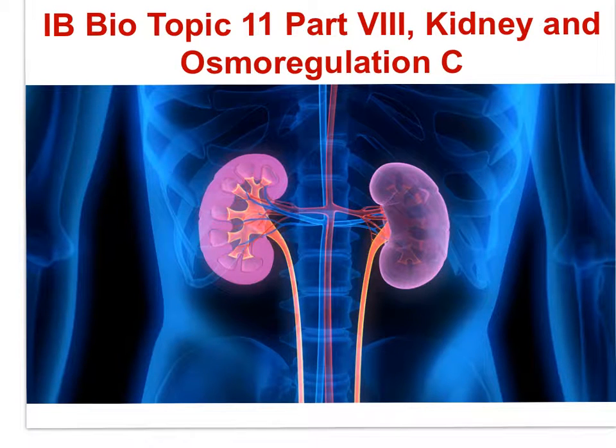IB Bio, Animal Physiology, Topic 11, Part 8, Kidney Osmoregulation C, focuses on the role of the loop of Henle, the role of the collecting duct, and the hormone ADH in regulating water loss in urine, as well as excreting high concentrations of urea in the urine. Secondly, this movie will look at how we diagnose and treat kidney disease.